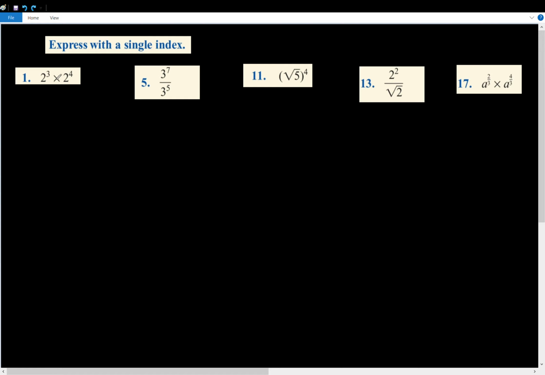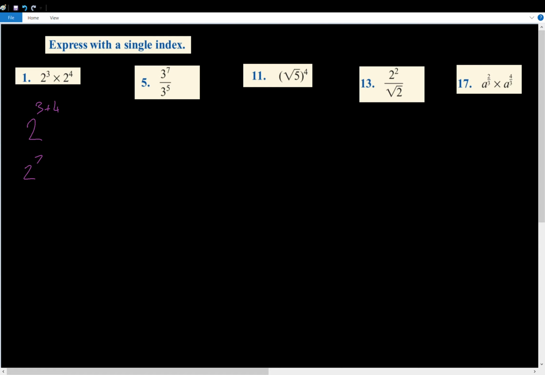If we looked at question 1, we have 2 to the power of 3 times 2 to the power of 4, which is going to require the use of our multiplication rule, which means that we're going to write down our base, which is 2. And then we're just going to add the powers together. So it's going to be 2 to the power of 3 plus 4. So it's just going to be 2 to the power of 7. So that's it for question 1.